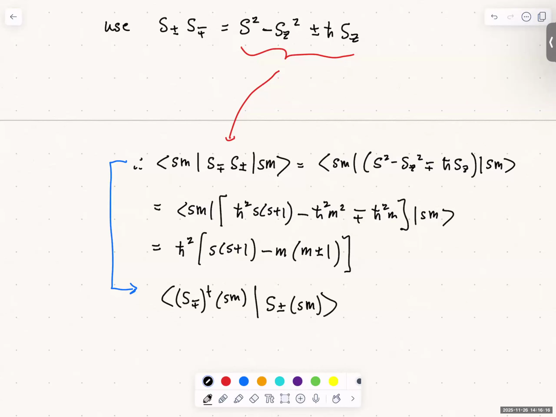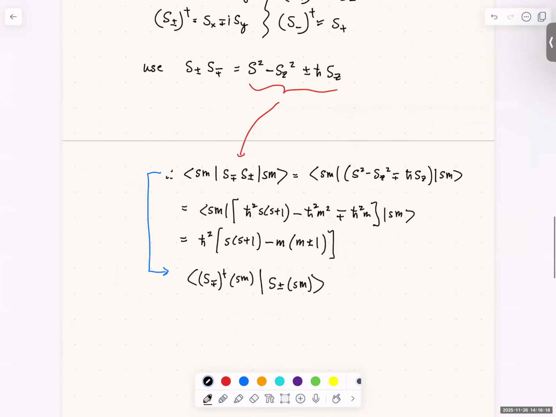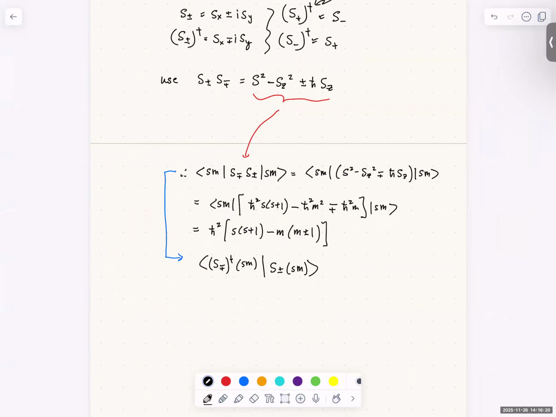So, if we look back here, if this is S minus and I take the Hermitian conjugate, I get S plus. If it's S plus and I take the Hermitian conjugate, I get S minus. So I can just flip these signs over. And so this is equivalent to S plus minus on state Sm, S plus minus on state Sm.